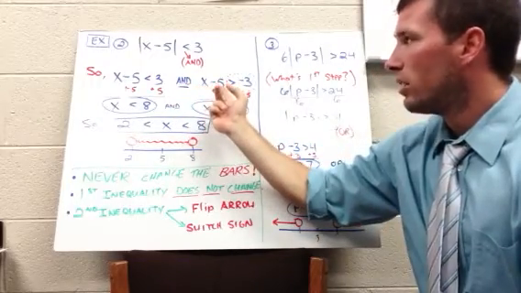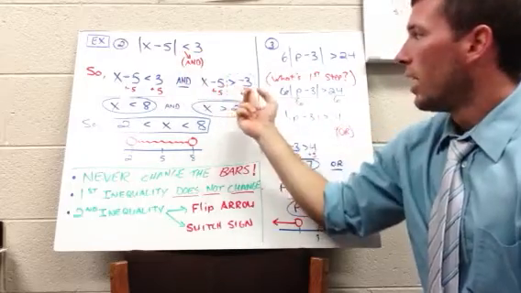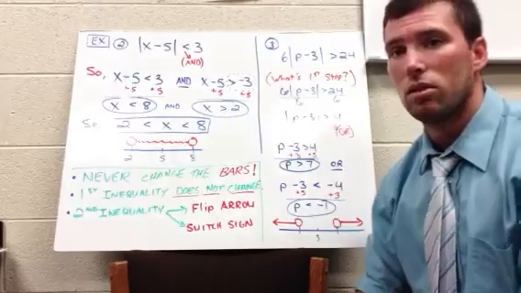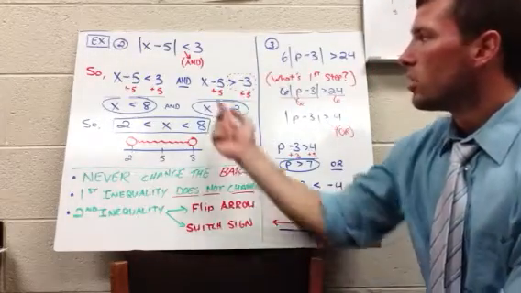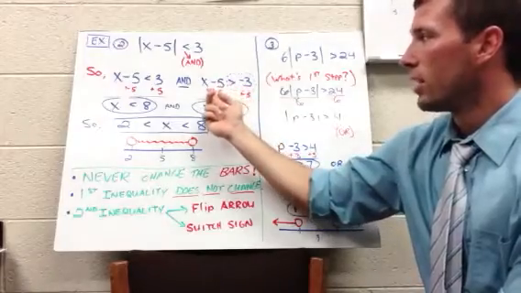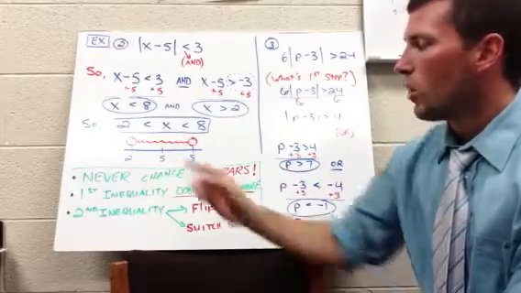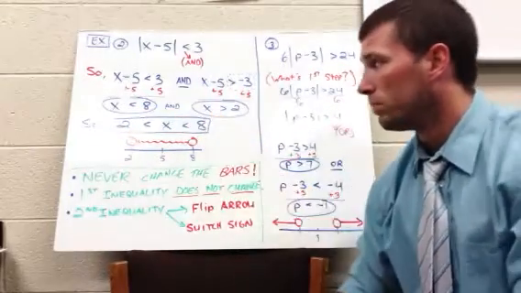X minus 5 did not change, but I flipped my sign or symbol and I switched the sign of my answer from positive 3 to negative 3. I've got that circled for you. So now I'm ready to roll. I can solve this. So you add 5 to both sides and I get a 2. So I have x is less than 8 and x is greater than 2.